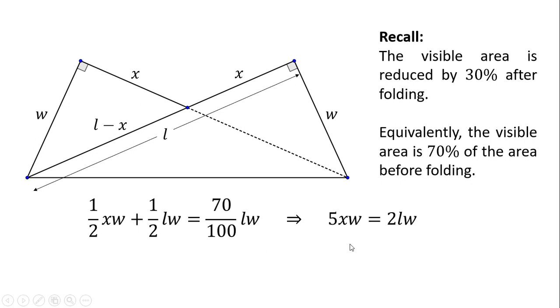Now, let's simplify this. We have 5XW equals 2LW. Since W is not 0, we can divide both sides by W to get 5X equals 2L. Solving for X, we have X equals 2/5 L.